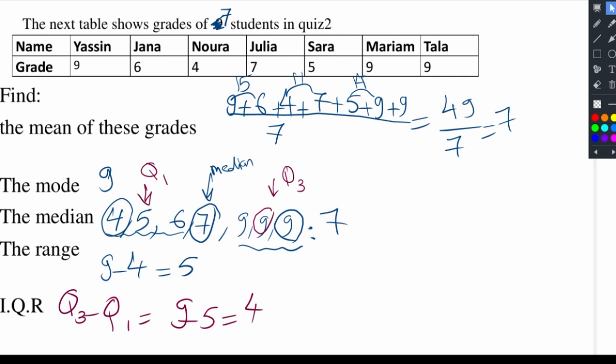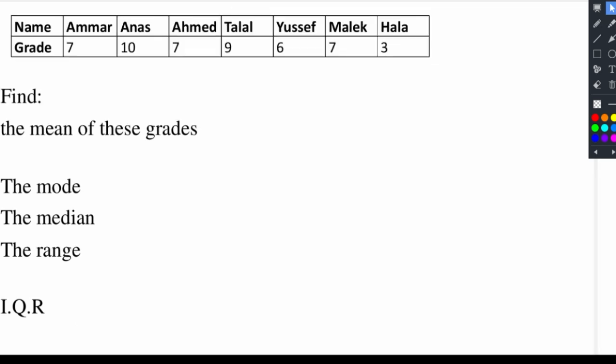Okay? Try to solve the next one yourself. Find the mean, the mode, median, range, and the interquartile range.